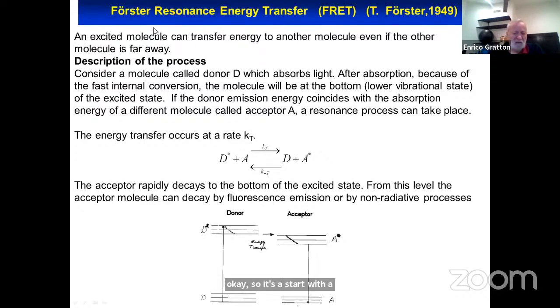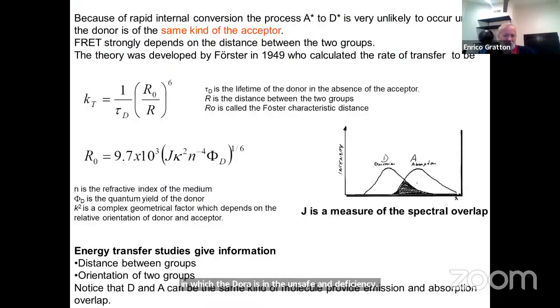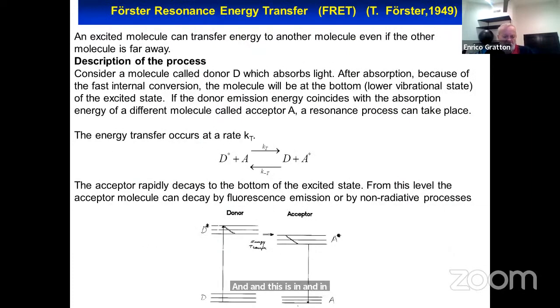FRET. FRET was developed from the quantum mechanical point of view by Theodor Förster, and the paper is from 1949. In the description of the process, you have a donor which gets excited, and the donor can transfer the energy to the acceptor if some conditions are met, and then you end up with a system in which the donor is in the ground state and the acceptor is in the excited state. And this is what happens in this system in terms of a Jablonski diagram.